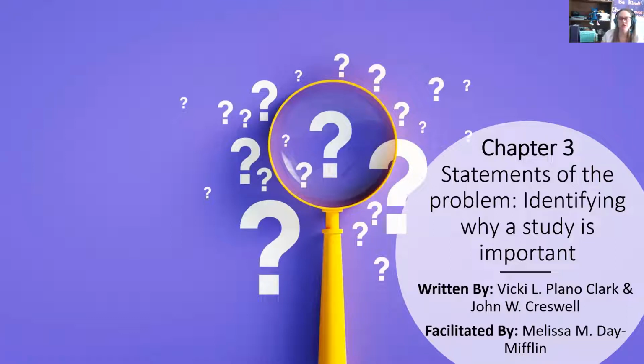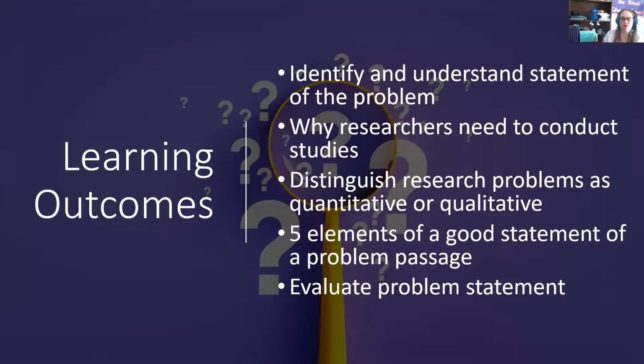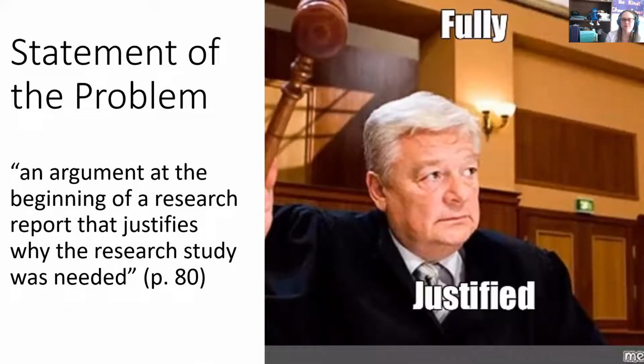All right, so the learning outcomes from the book are as follows: to identify and understand statement of the problem, why researchers need to conduct studies, distinguish research problems as quantitative or qualitative, the 5 elements of a good statement of a problem passage, and evaluate problem statement. So this is a direct quote from the book. The statement of the problem is an argument at the beginning of the research report that justifies why the research study was needed.